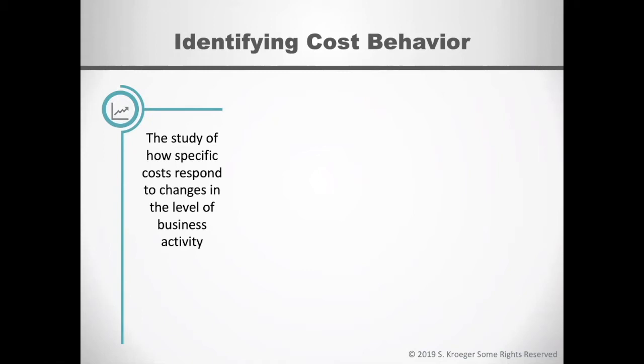Business activity can mean many things depending on the type of business. For example, it could be units produced in a manufacturing company. In a hotel, the business activity could be rooms occupied. For retail businesses, it could be the number of sales made. Here at OCC, our business activity could be classes taught or even students enrolled.